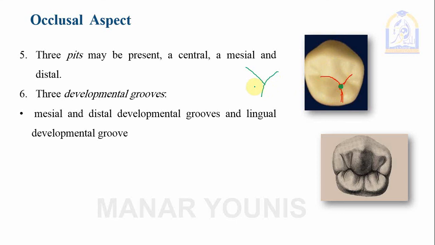So the free cusp type is characterized by having a Y-shaped pattern of the grooves running across the occlusal surface. The central pit is usually located in the center of the occlusal surface buccolingually. However, mesiodistally it's located slightly toward the distal. This is the distal, this is the mesial. Also, we have another two pits, the mesial pit and the distal pit. So there are three pits: the mesial, the distal, and the central pit.